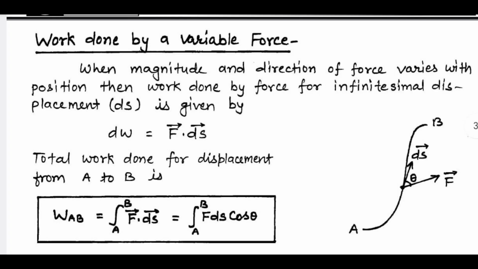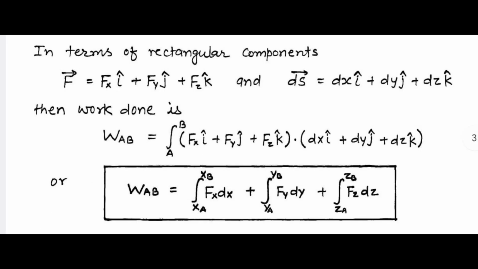To find the total displacement, where the object is displaced from point A to B under a variable force, the total work done can be found by taking the integral from A to B. We can also write the expression of the work done in terms of rectangular components. Resolve the force into its rectangular components, and similarly the displacement. Then we can find the work done for the variable force by taking the integral, and in the final answer we get the integral along the different axes, like W_AB.